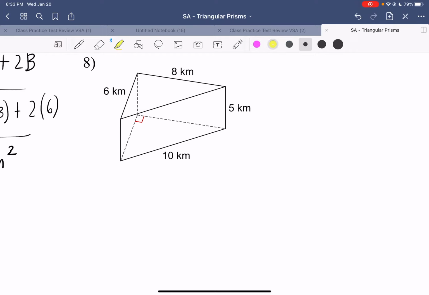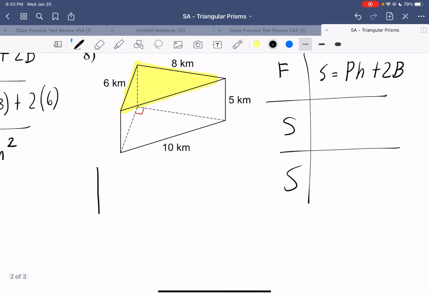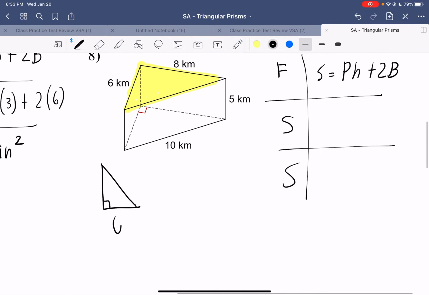The formula we have here: surface area equals the perimeter of the base times the height of the prism plus 2 times the area of the base. So we have to find out what our base is. I'm highlighting the triangle. When I redraw this, I'm going to orient it so that the right angle is in the bottom left corner. So we have 6 along the bottom, 8 along the side, or the height, and then 10 here along the outside.